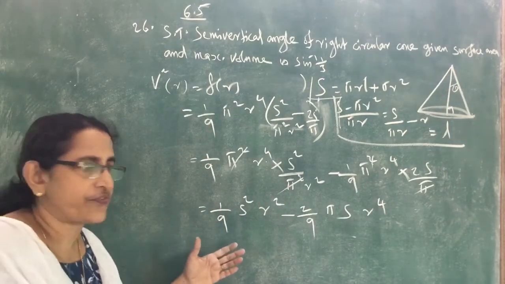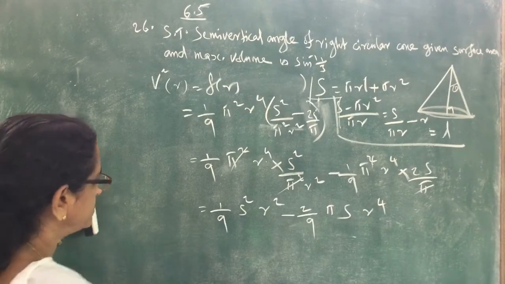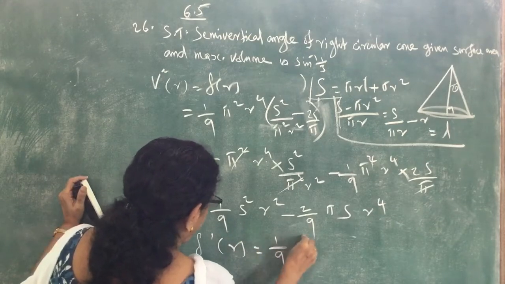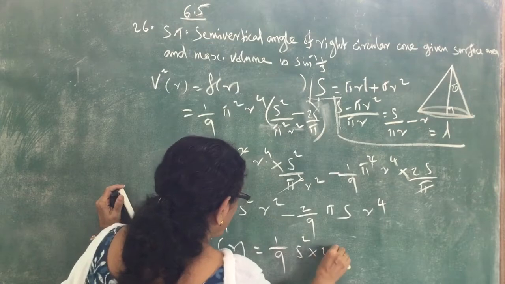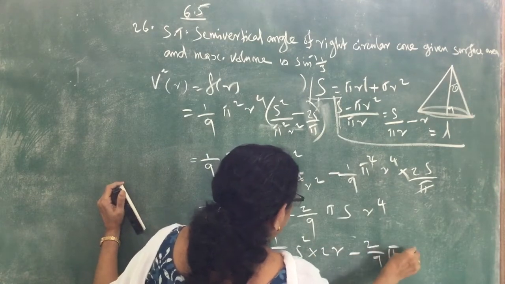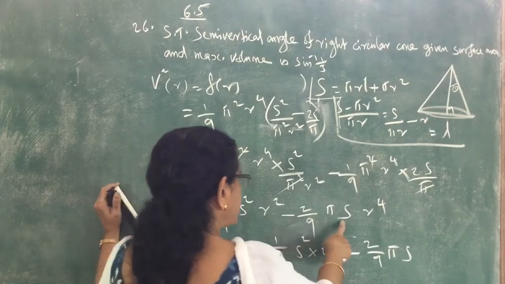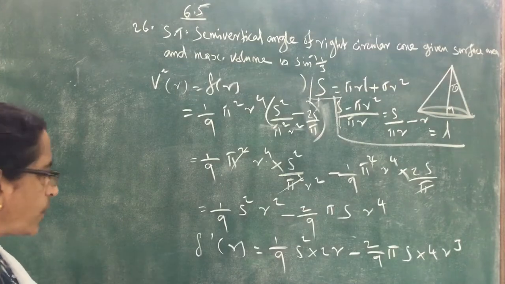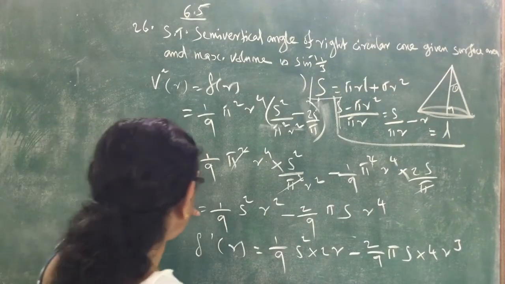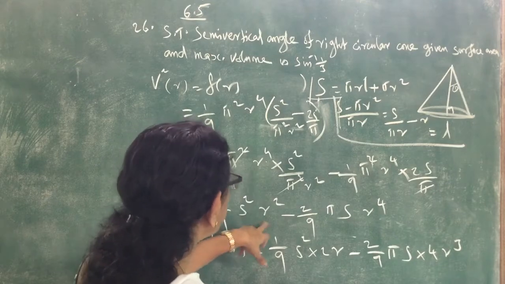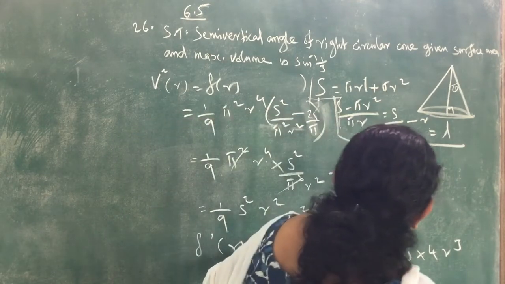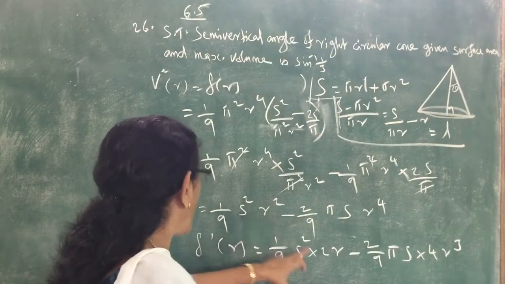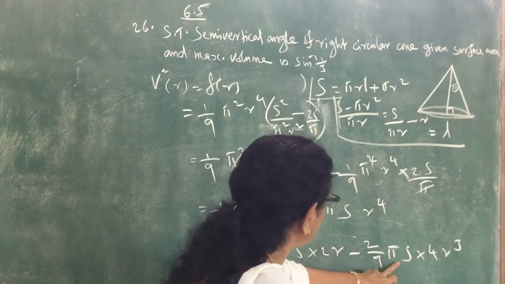Now we can find the derivative, first derivative. So first derivative F dash R equal to 1 by 9 S square into derivative of R square, that is 2R, minus 2 by 9 pi S into 4R cube. Now we can write F dash R equal to 0 implies, here, 1 by 9 S square R square minus 2 by 9 pi S R raised to 4, derivative 1 by 9 S square into 2R minus 2 by 9 pi S into 4R cube.